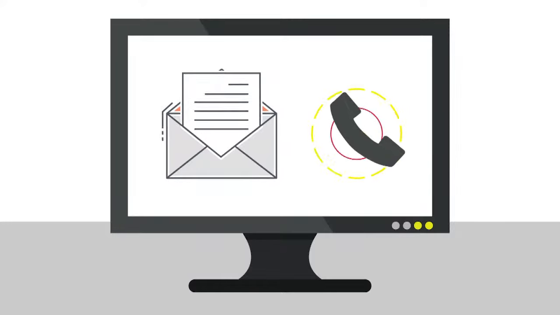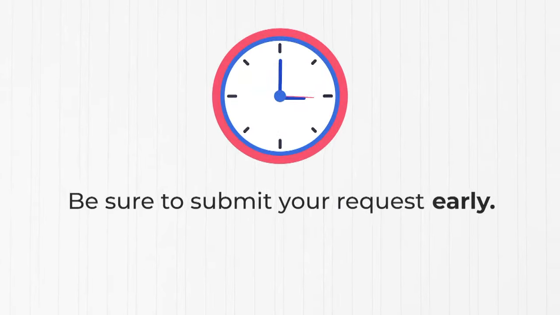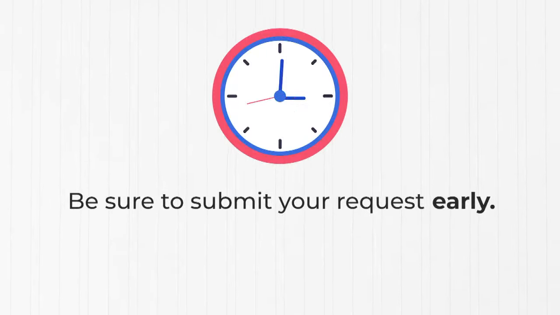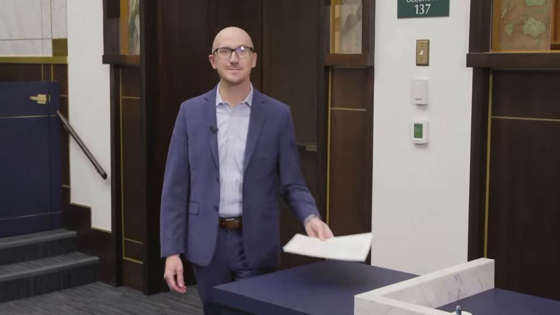If you're speaking by phone, the email will include the instructions for how to dial in. Be sure to submit your request early. Once public comment begins on the agenda item, we can't take any more requests to speak. And if you have documents, hand them to the deputy clerk when it's your turn to speak at the podium.